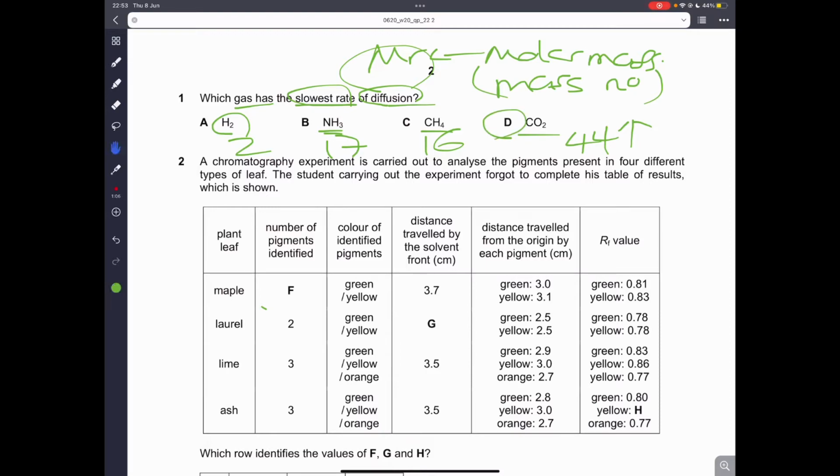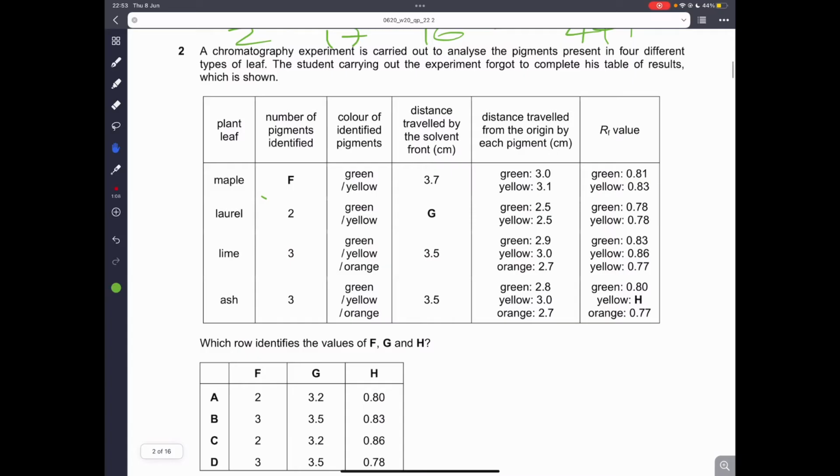Question number 2. A chromatography experiment is carried out to analyze the pigments present in 4 different types of leaf. The student basically forgot to complete his table of results. When you see this table, you are bombarded with all sorts of information, such as the number of pigments, the distance traveled, the RF value. There are just too many words to look at here.